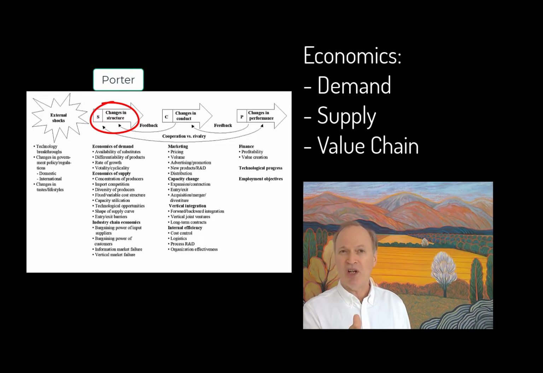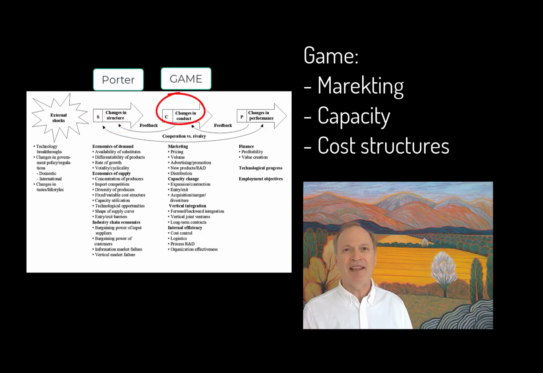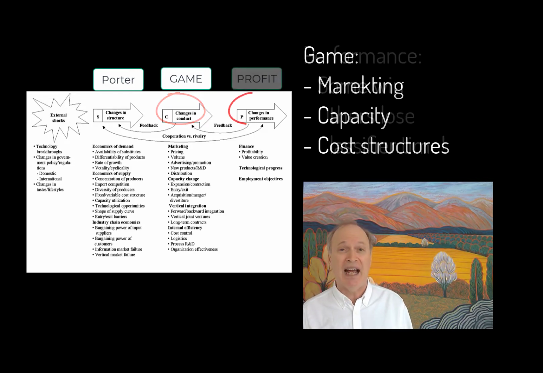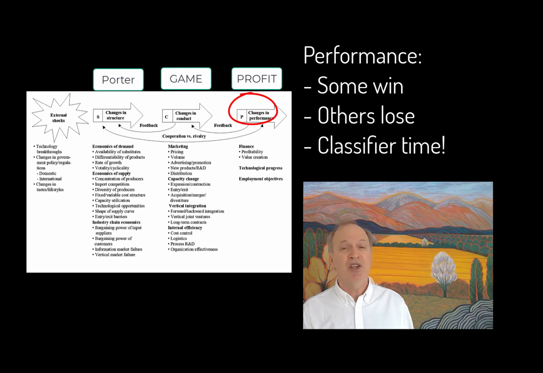That change in structure, the fundamental economics of supply and demand and value chain, will then affect how people conduct their business. Let's call that the game that people play. So structure leads to a game that's being played. What's the game? It's at various levels. It could be in marketing: pricing, product, place. People will change their marketing strategy. They might change the degree to which they have production planning, vertical integration, etc. All the things that you would consider to be strategic options. Once those options play out, you'll have performance, or pie, shareholder value. Some people win, some people lose.